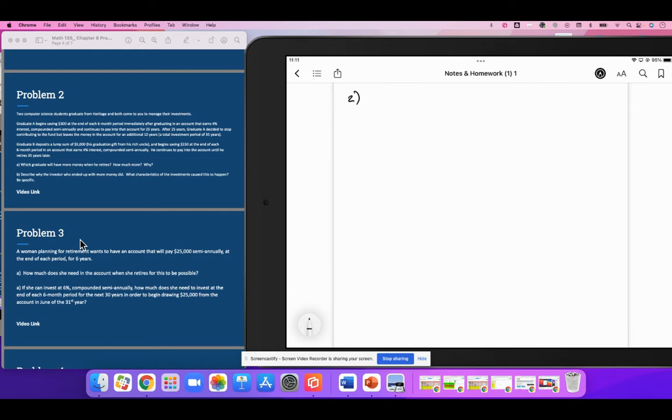So this is probably going to take me a couple pages to do, so I'm going to do Graduate A on this page, and then I'll do Graduate B on the next one and finish things off there. So this graduate begins saving $300 at the end of each 6-month period immediately after graduating. So we're going to use the Sigma tool.